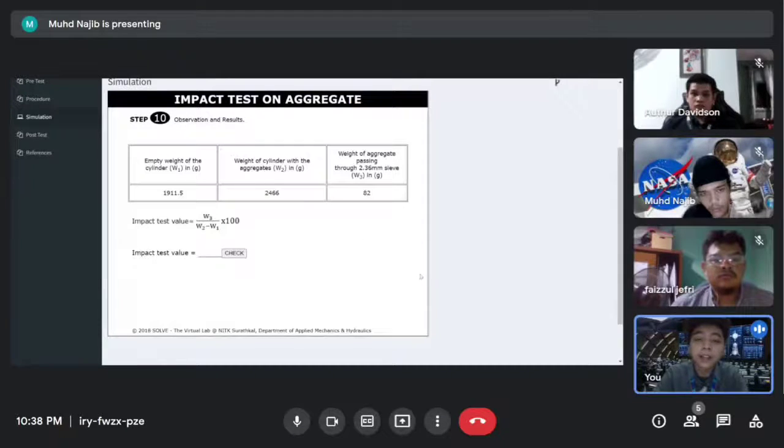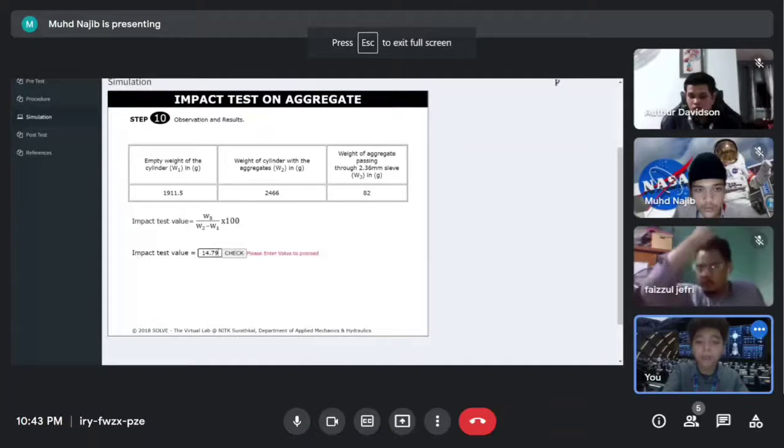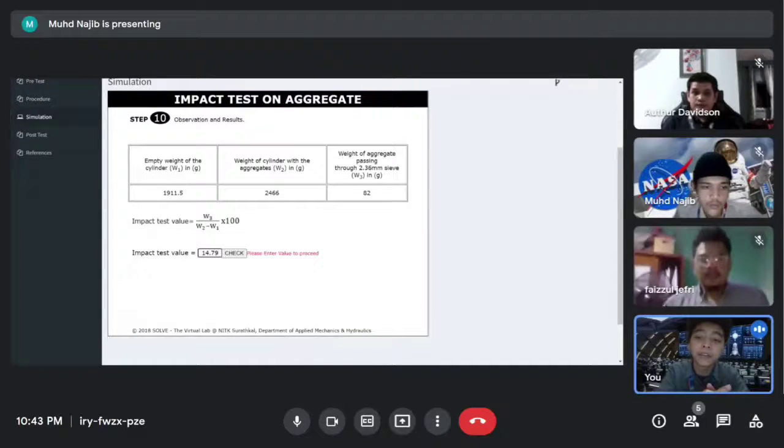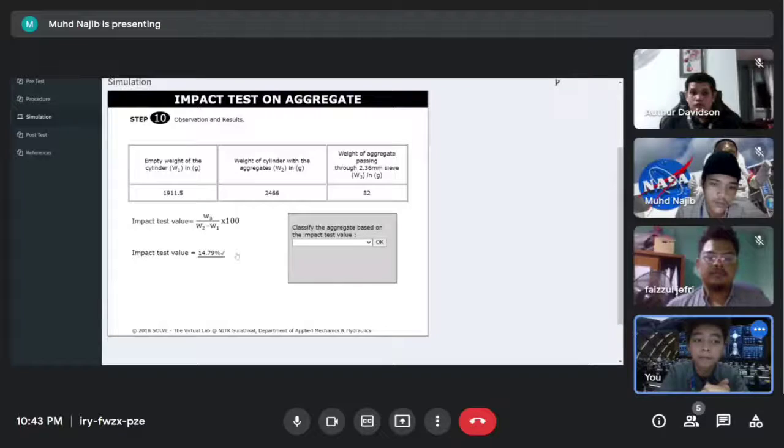Okay, now this is the data that we have obtained from doing this experiment. So there are three, which are W1, W2, and W3. To get the impact test value, we will need to use the formula given. After we calculate, the final value for impact test value will be 14.79. Okay, so the classification for the aggregate based on the impact test value will be strong.